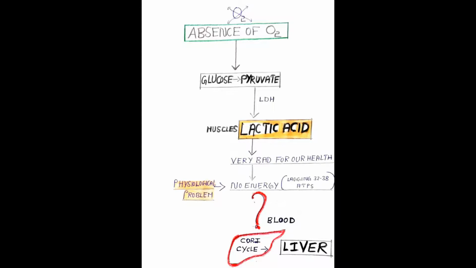So to overcome this problem, the over accumulation of lactic acid, with no energy, how do we overcome it? There is a rescuing part in our body. The rescuing organ is the liver. So what we need to do is transport the lactic acid accumulated in the muscle to the liver. We transport lactic acid into the liver through blood.